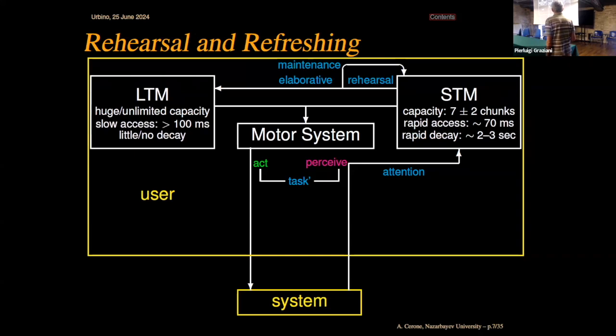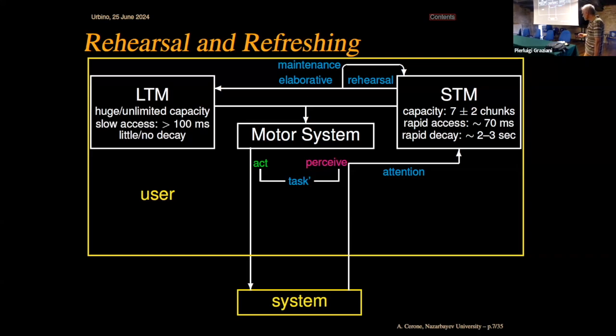What is called maintenance rehearsal is a kind of loop that allows the information to persist in short-term memory for a longer time than 2-3 seconds. Of course, 2-3 seconds is very short. In most of our tasks, we need the information to stay there longer. So we can repeat this information, we rehearse this information. Sometimes we do this implicitly, unconsciously, without even realizing. But this is a way to make the information persist.